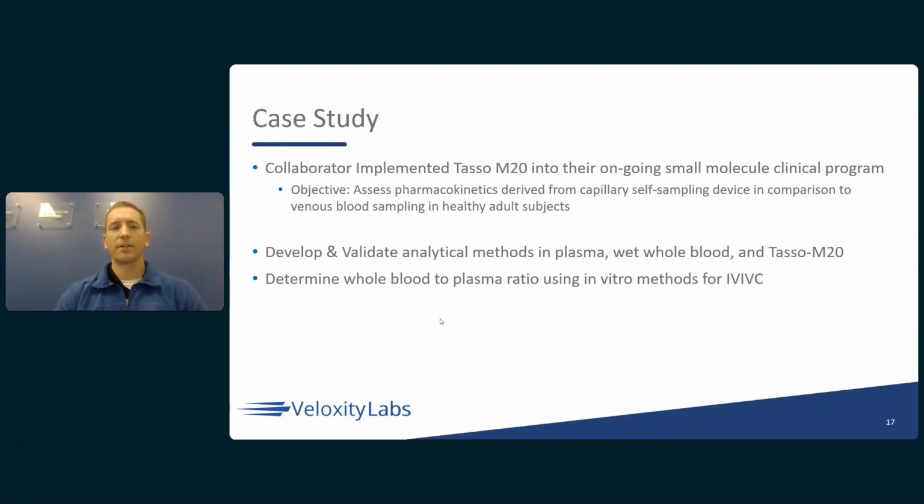Now on to a case study that we supported at Velocity Labs. One of our collaborators came to us and wanted to implement the Tasso M20 into an existing clinical program for a small molecule. Their main objective was to look at the pharmacokinetics of this device, which collects capillary blood, and compare it to traditional sampling where they already had PK going on. So the process that we took was we were going to develop and validate methods in wet plasma, wet whole blood, and then the Tasso M20. And in addition to that, we were going to determine in vitro whole blood to plasma ratio for a comparison.